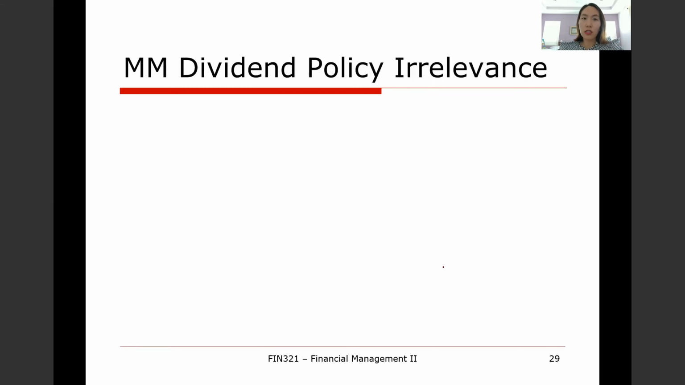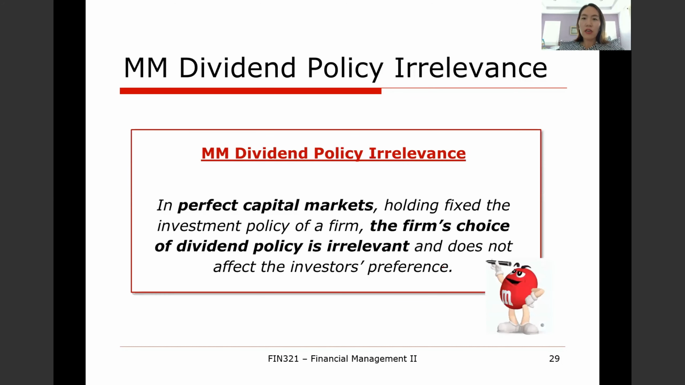Okay. So this leads us to the M&M dividend policy irrelevance theory. The M&M dividend policy irrelevance theory says that in perfect capital markets, holding fixed the investment policy of a firm, the firm's choice of dividend policy is irrelevant. In other words, it does not affect firm value, and therefore it does not affect the investor's preference. Well, maybe I should say the other way around. Investor preference is not affected. Investors don't care. Therefore, the firm value is not affected. Investors will value equally the firm paying out through dividends and the firm paying out through stock repurchases. Therefore, the firm value will be the same in both scenarios.